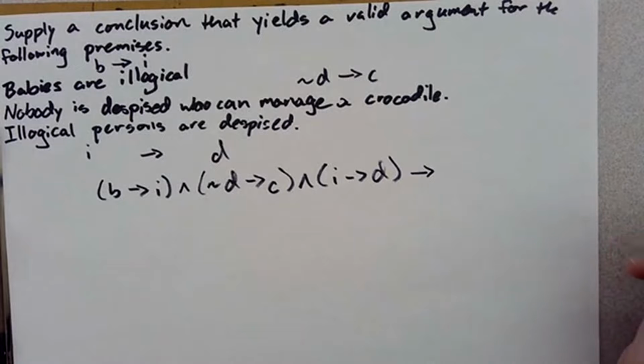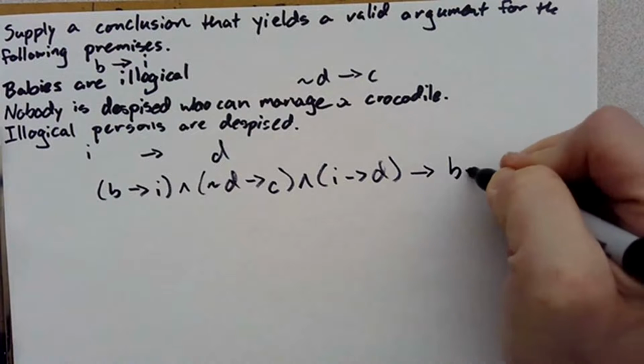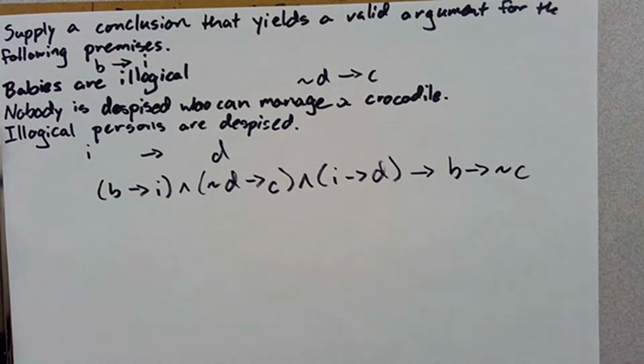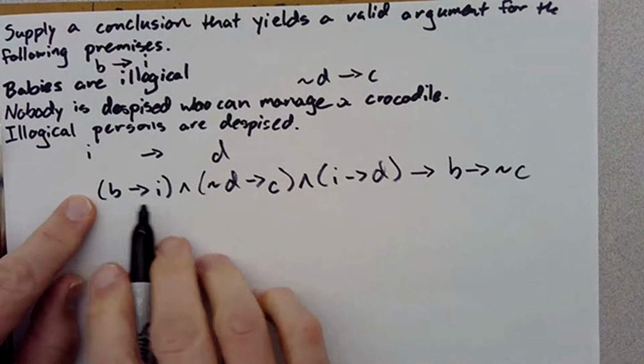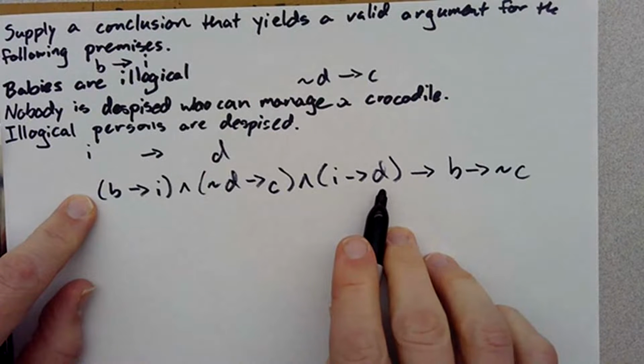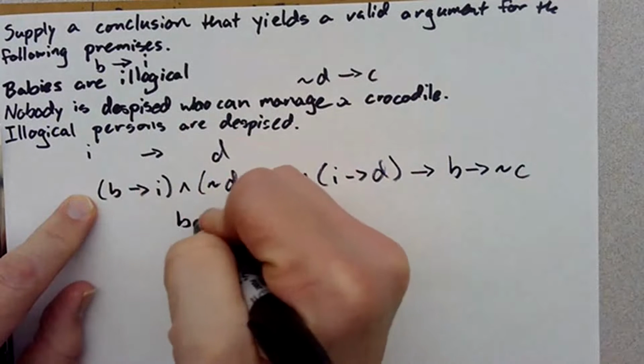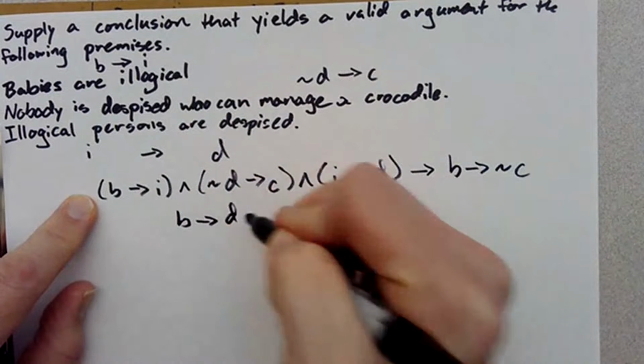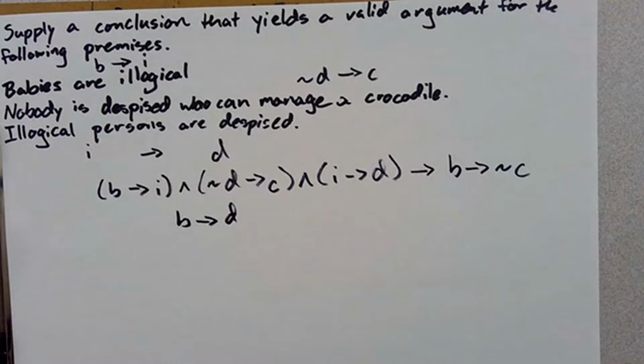And my thought here is our conclusion should be babies cannot manage crocodiles. B implies not C. This follows by this. B implies I. Babies are illogical, and illogical persons are despised. Together, those give us B implies D. If it's a baby, then it's despised. Obviously, this is not true, but it follows from the logic that we're given here.